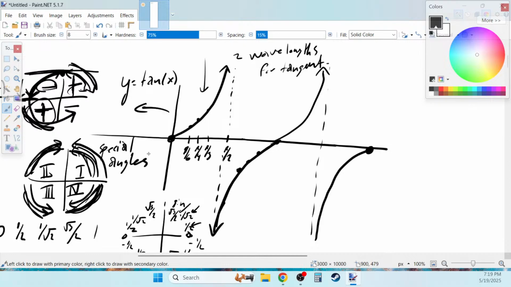And it repeats the same going in the other direction. So hope that is helpful. Let's continue.